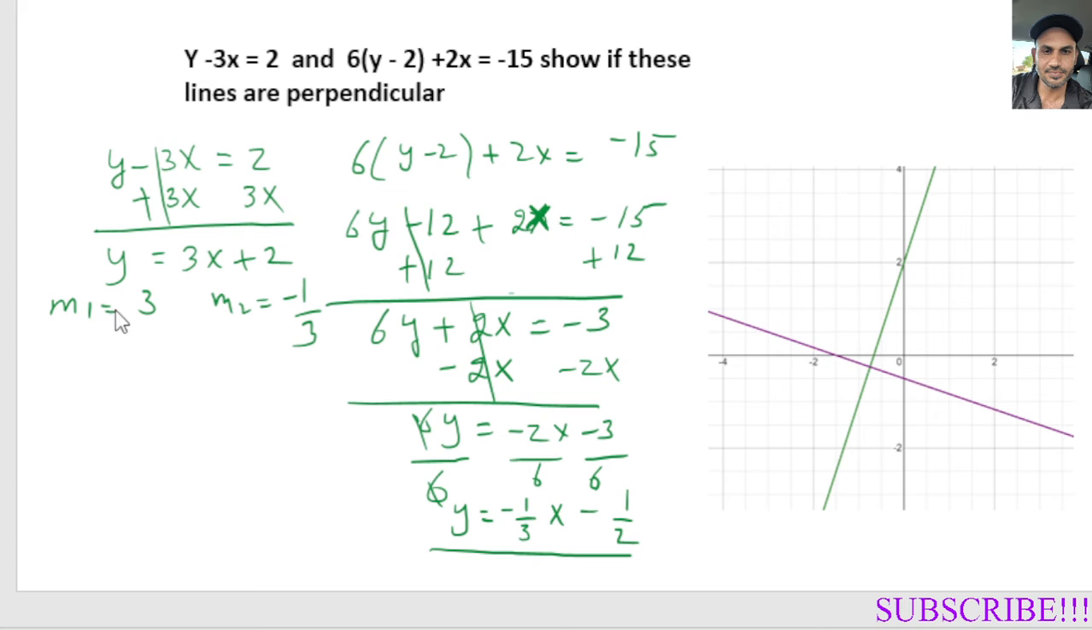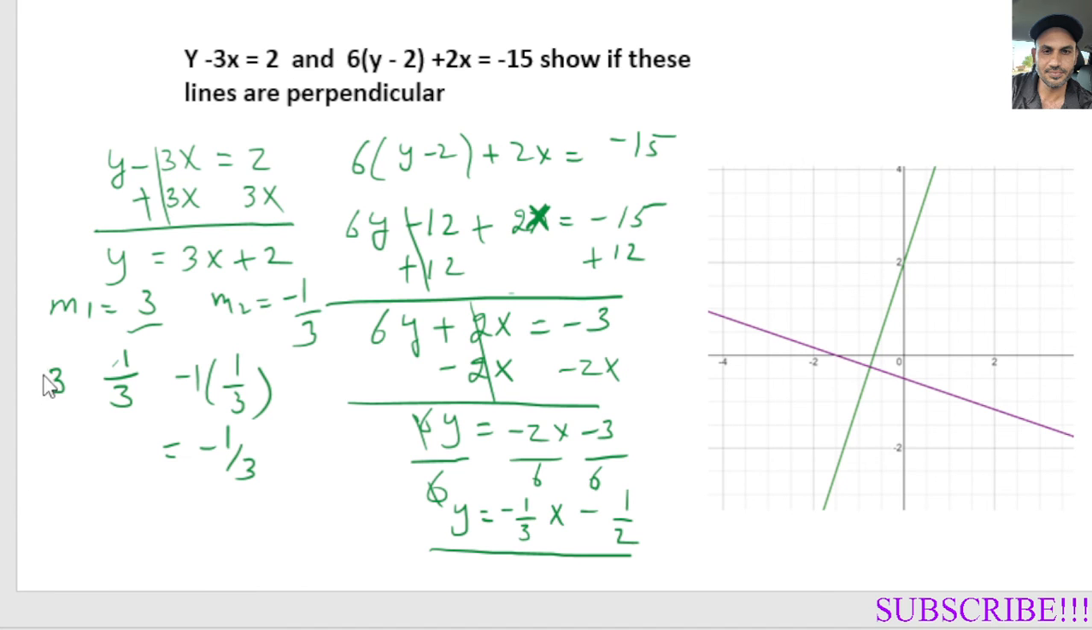So what is the negative reciprocal of 3? We take 3. The reciprocal of that is we divide 1 by that number 3. It becomes 1/3, and the negative reciprocal would be negative 1 times 1/3, which would be equal to negative 1/3. So this negative 1/3 is the negative reciprocal of 3. So these two lines are perpendicular because their slopes are negative reciprocals of each other.